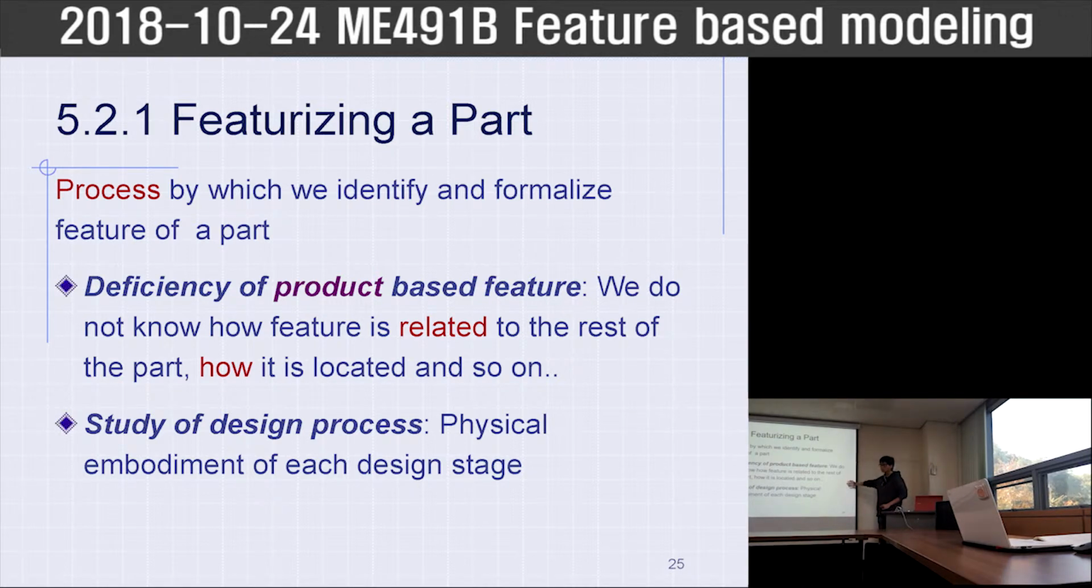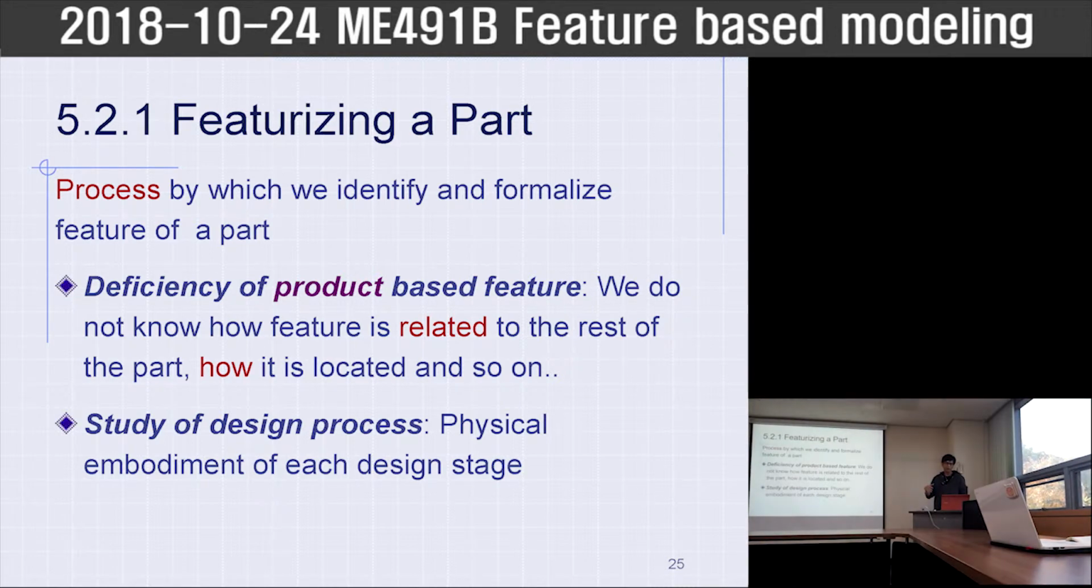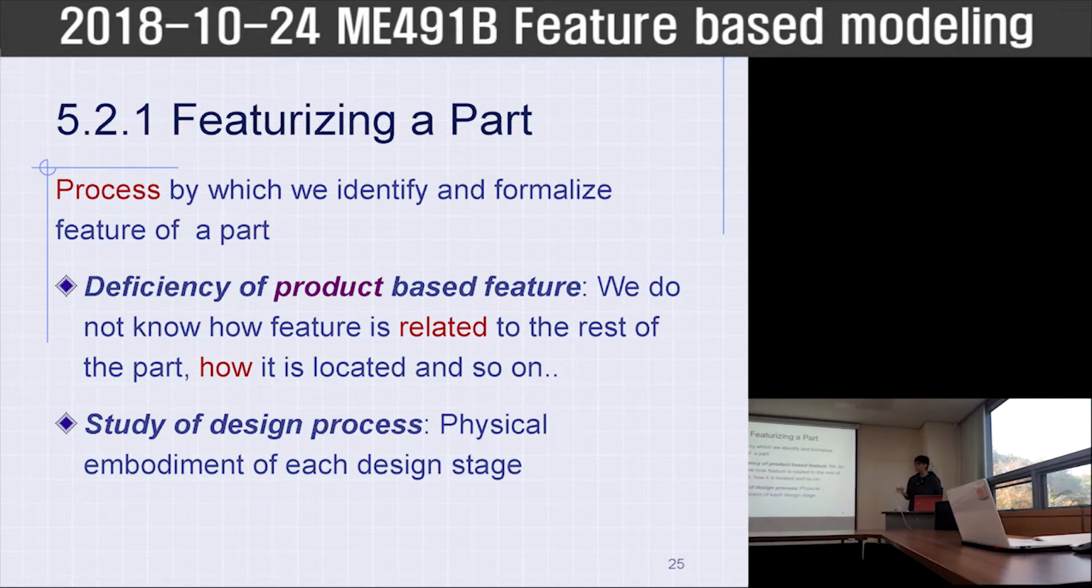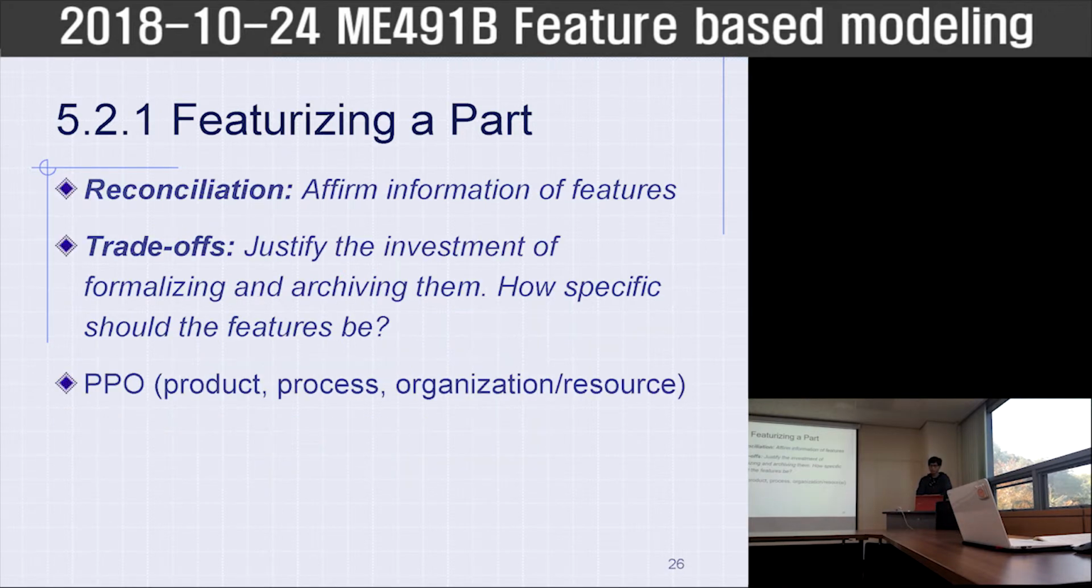But to know all the other things, we need to look at the steps during the design process. So what we want is to observe the physical embodiment of each design stage. At every design stage, we can see how a feature is added into it and how that feature will affect the input and output of the overall design, so that we can define the feature itself. Once we've done this, we can also do either reconciliation or some trade-off decision making.